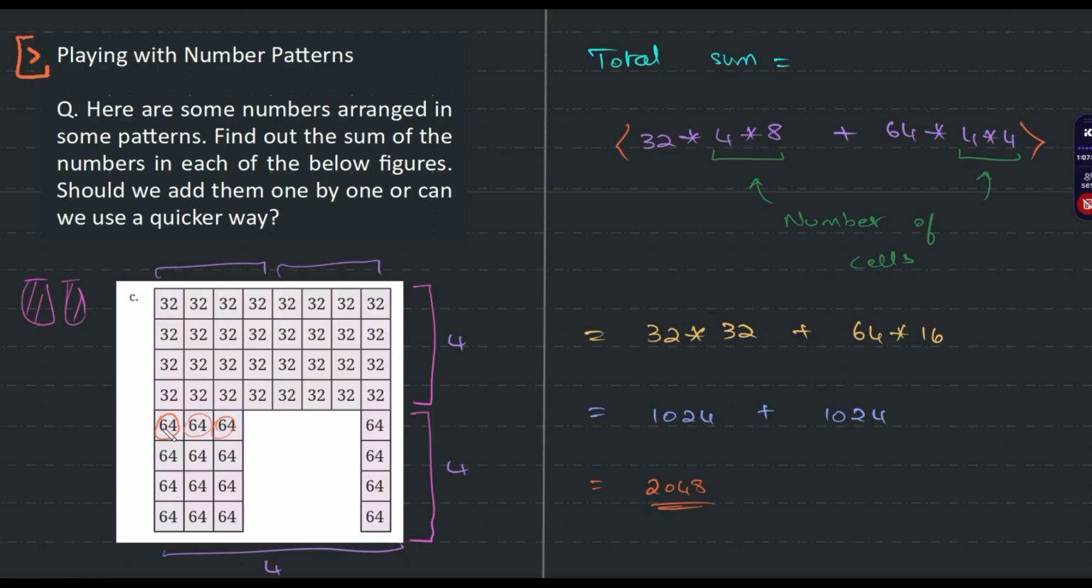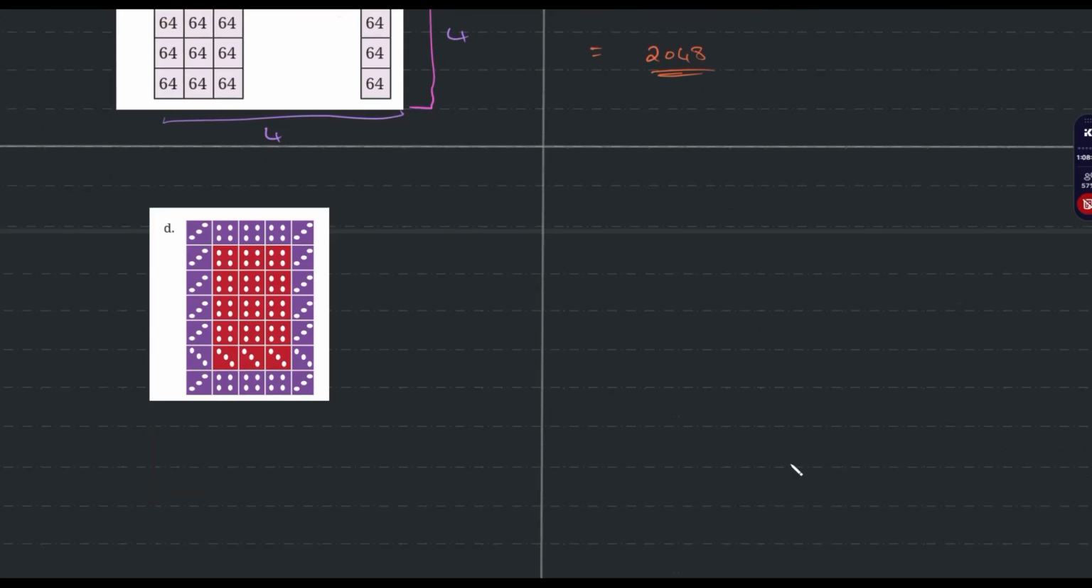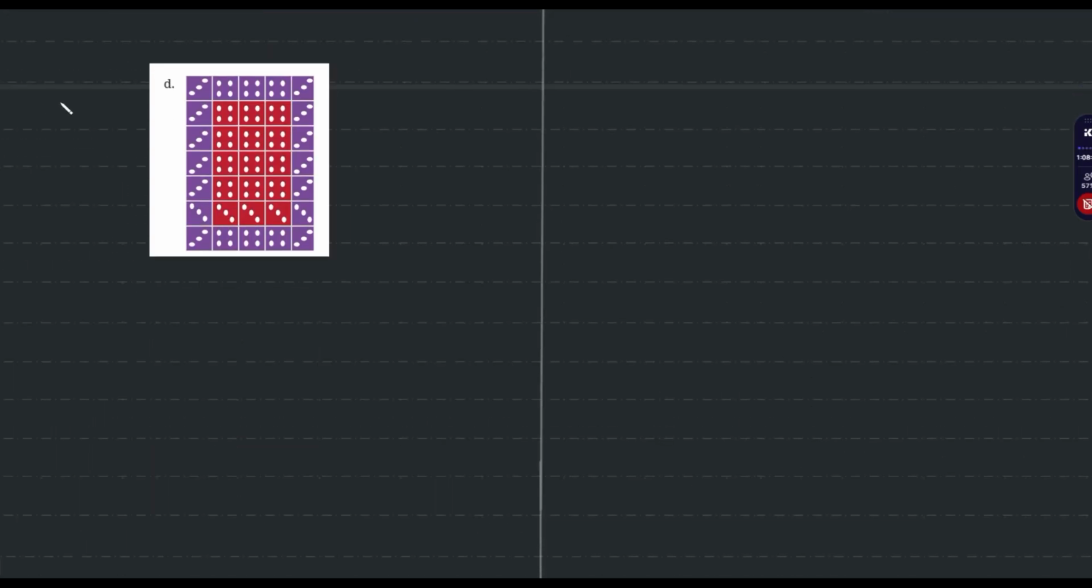Okay, so instead of 64, I can write it as 32 over here and 32 over here. And instead of this 64, I can write it as 32 over here, 32 over here. Instead of this 64, I can write 32 and 32. So basically, we'll end up with 8 rows and 8 columns of 32s, and we'll get the same answer. Right? Now, here again, we are counting the number of dots.